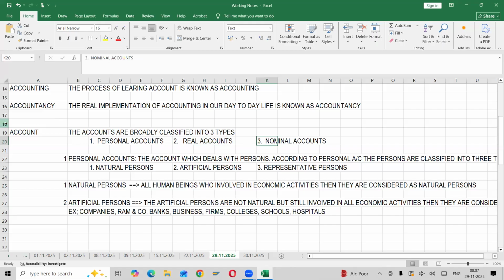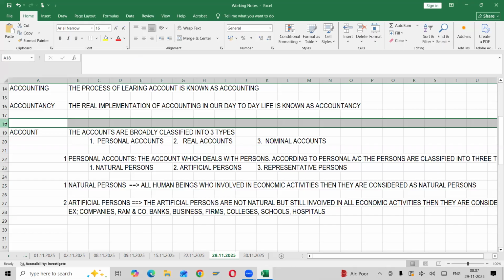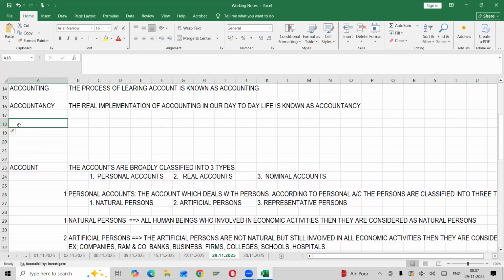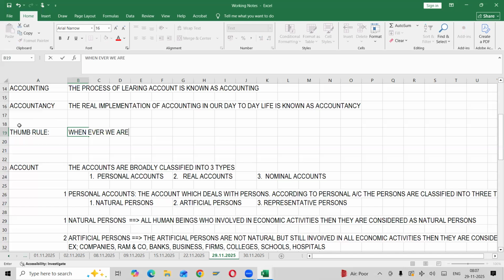And before this, I want to say one thumb rule. First thumb rule, we need to remember that. Always don't forget this whenever you are doing accounting or any financial thing. Thumb rule: whenever we are doing accounts, we need to consider ourselves as business.